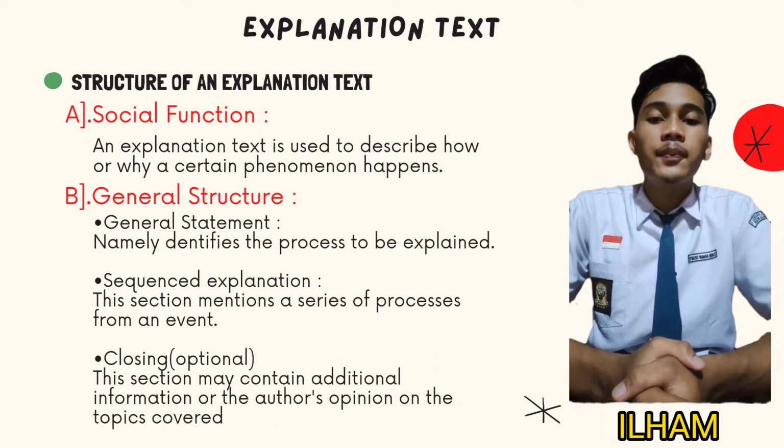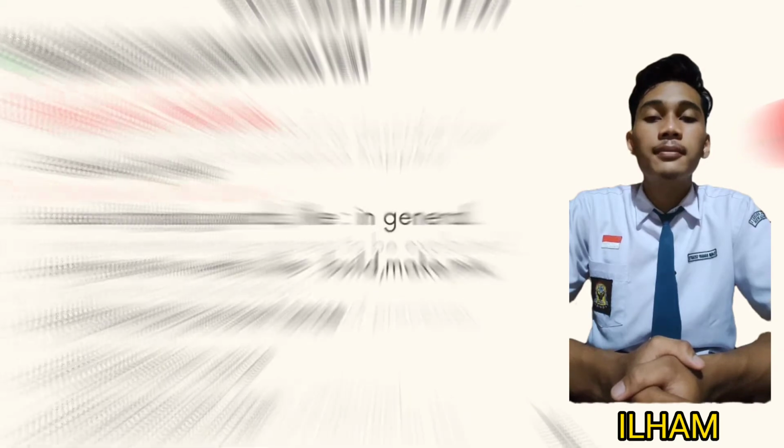Sequence explanation. This section mentions a series of processes from an event. Closing, optional. This section might contain additional information or the author's opinion on the topics covered.